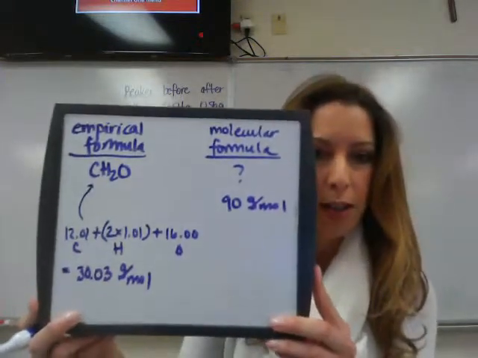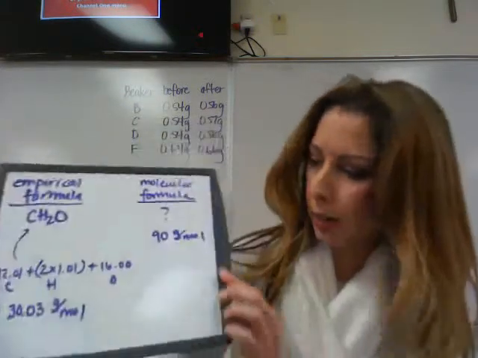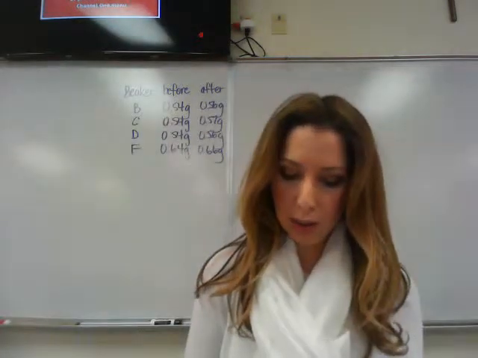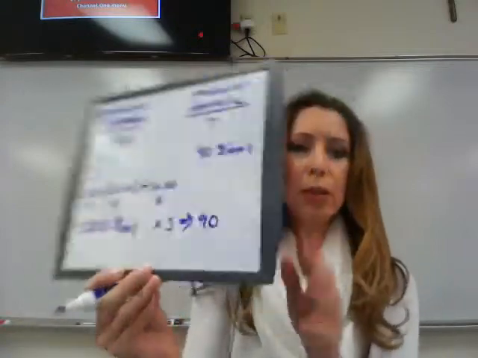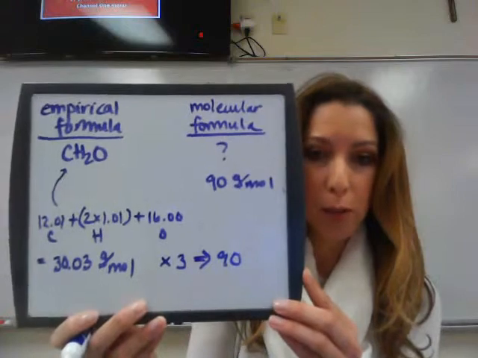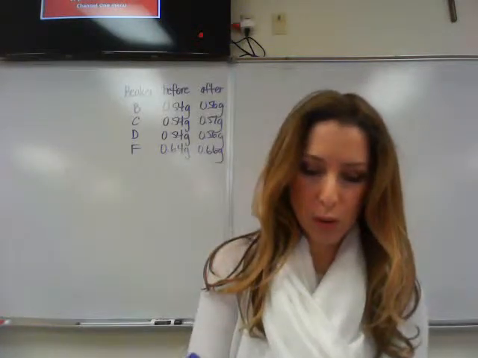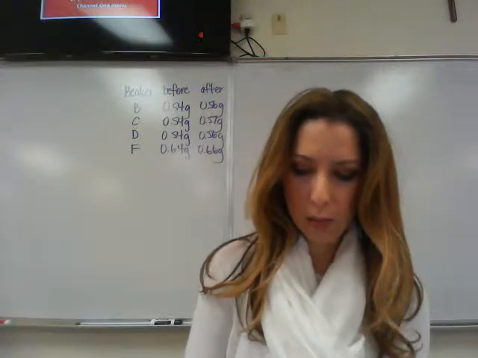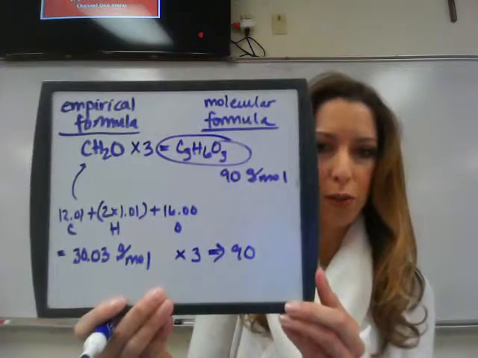Okay. Now, 30 times what whole number would give me 90? 30 times 3 would give me 90. So since 30 times 3 is going to give me 90, that means the molecular formula is the empirical formula times 3. So take the empirical formula, CH2O, and multiply it by 3. You're going to get C3H6O3, and that is your molecular formula.